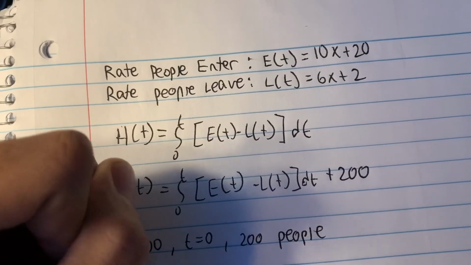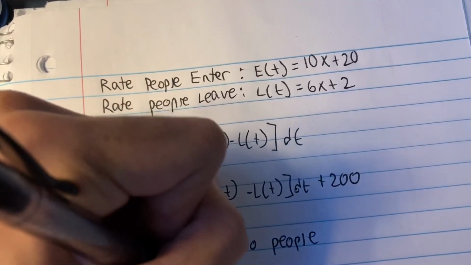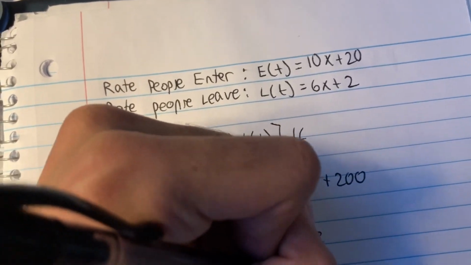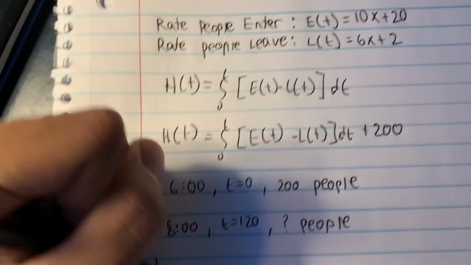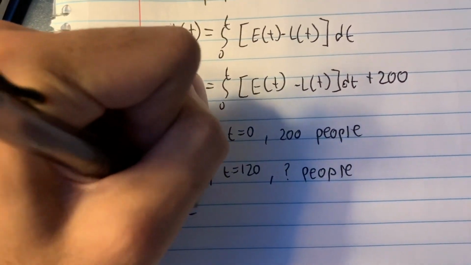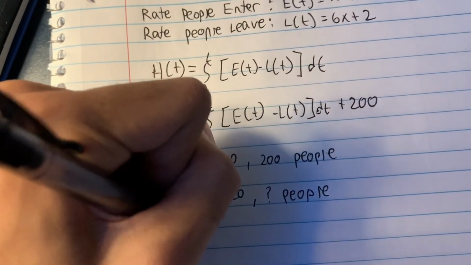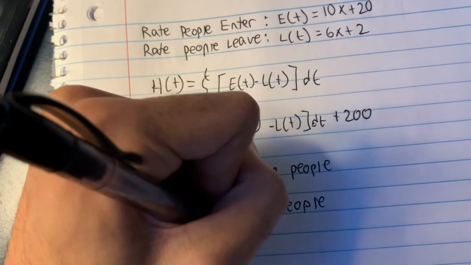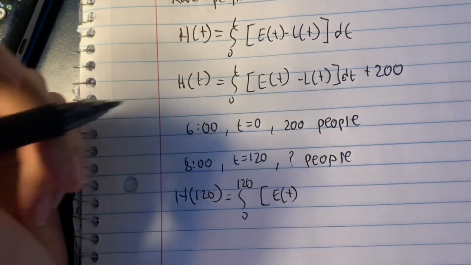So now at 8 o'clock, the time of the end of the game, the big shot, that's t equals 120 because it's 2 hours later. We want to know how many people are in the stadium witnessing greatness. So we could just fill out the equation that h of 120 equals the integration from 0 to 120 of e of t minus L of t dt plus 200.